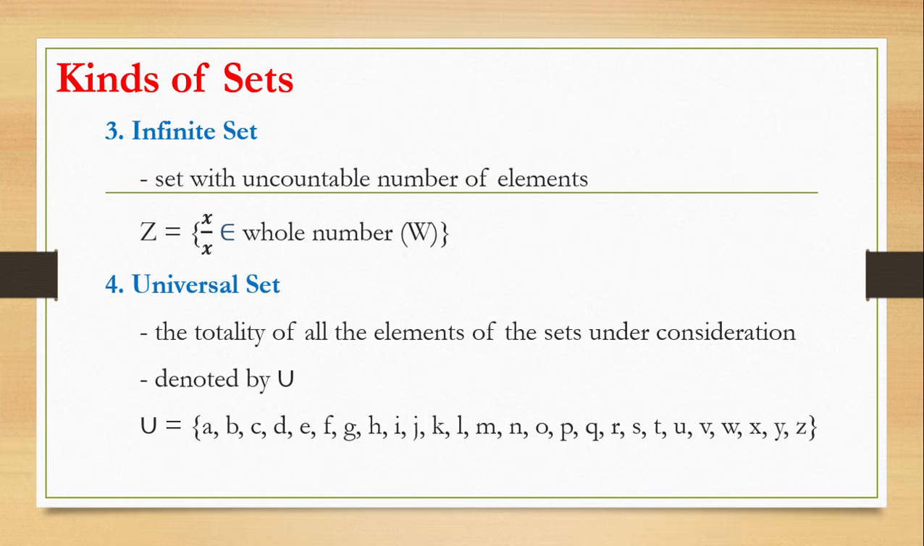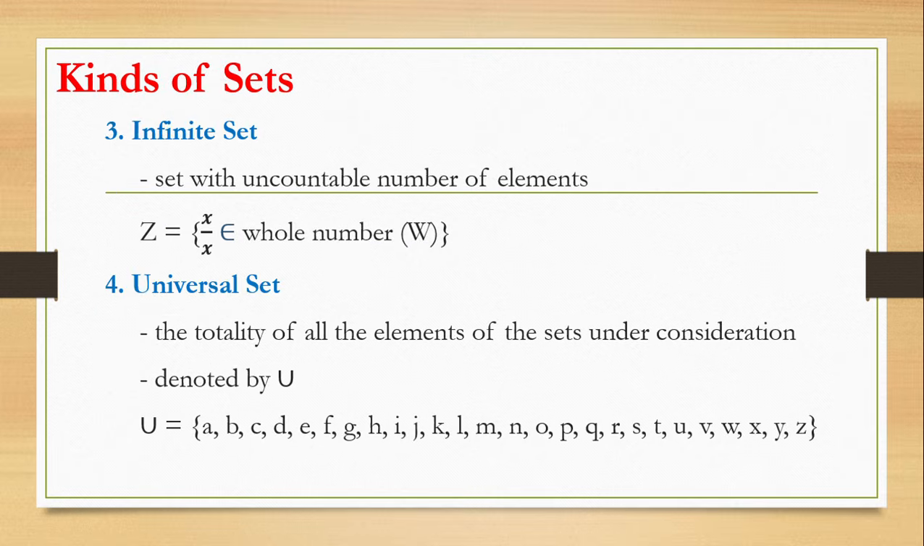Paano naman daw ang universal set? Pag sinabi ng universal set, it is the totality of all elements of the sets under consideration, which is denoted by U, di ba? Or universal. So U is braces of A, B, C, D, E, F, G hanggang Z. So elements siya. So these are the examples or kinds of sets.